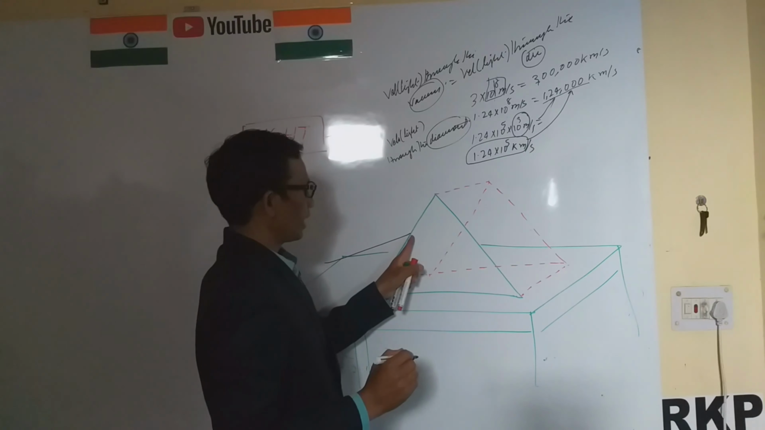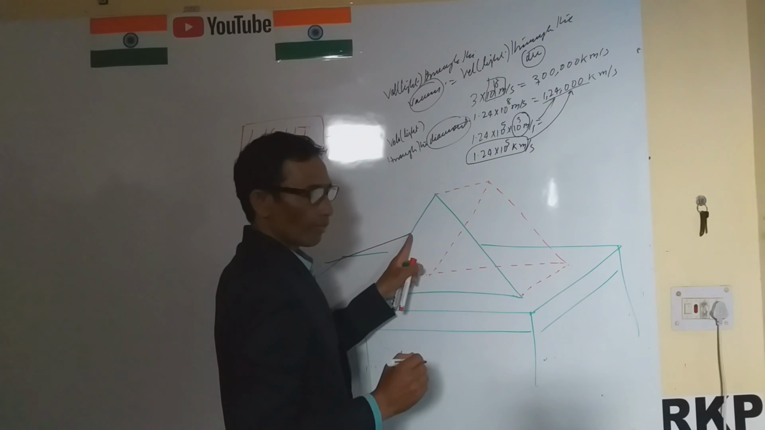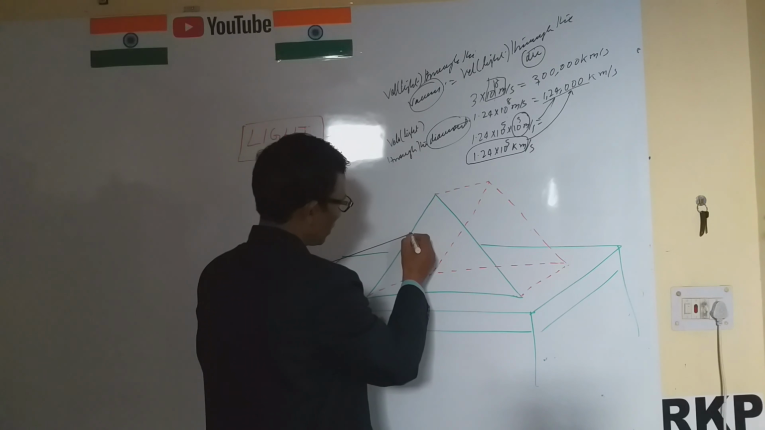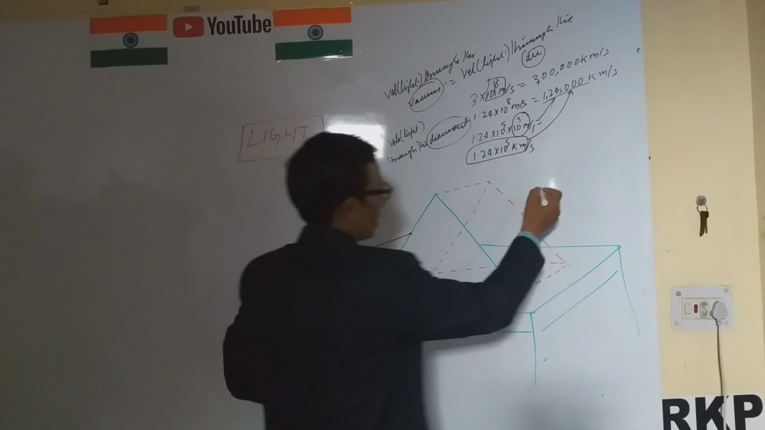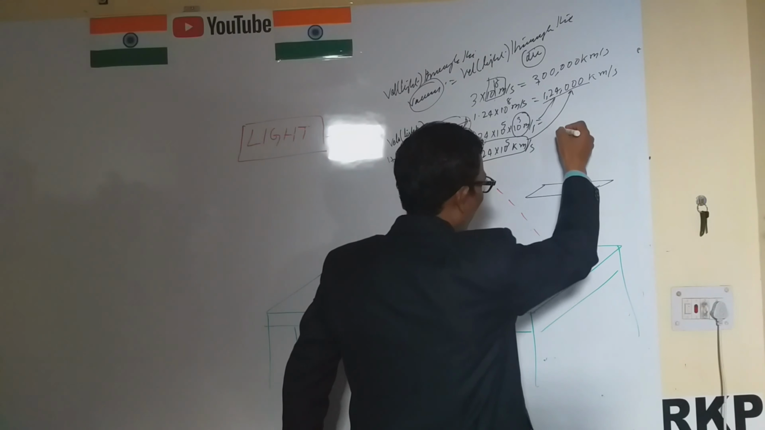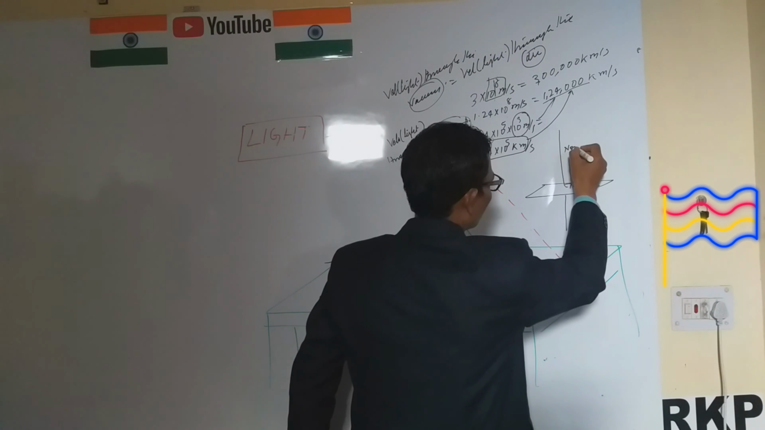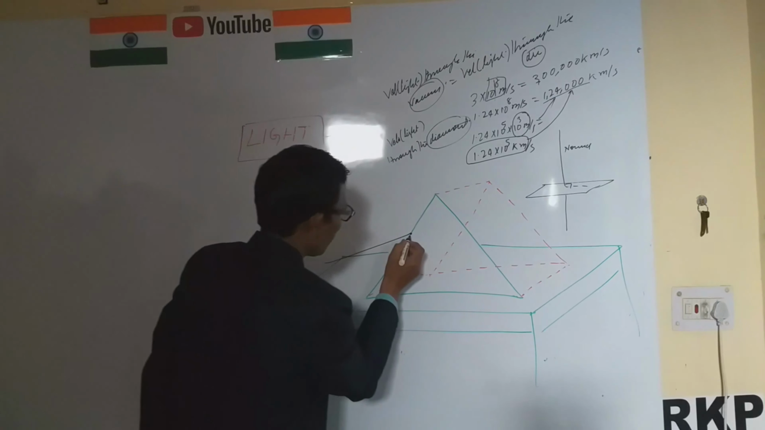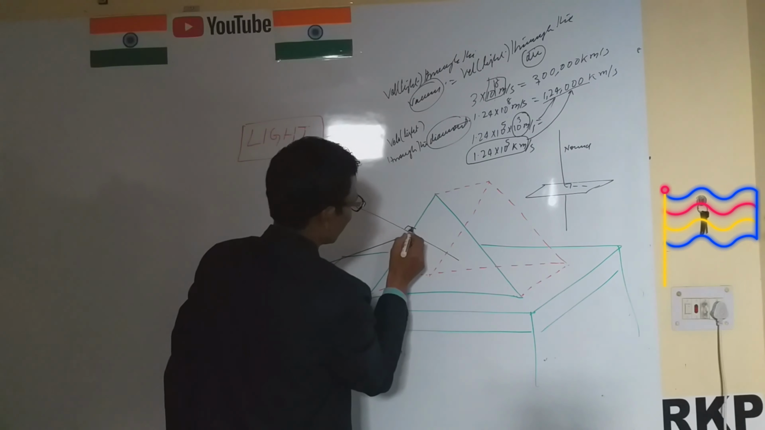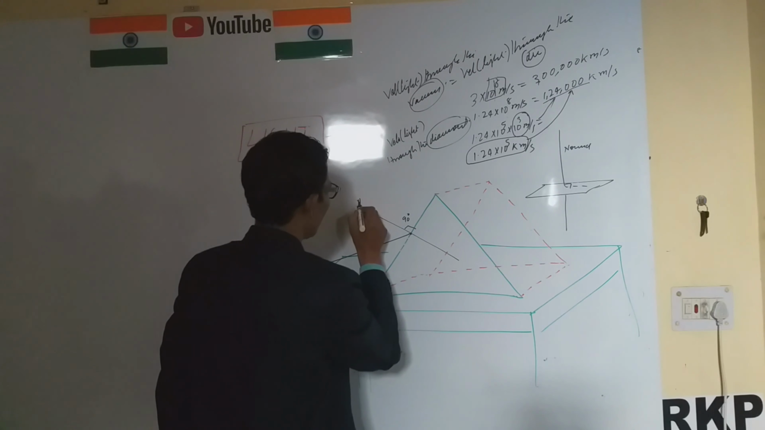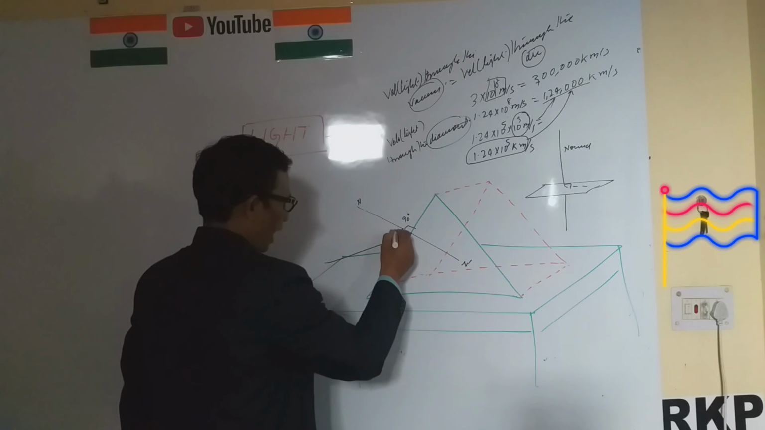When the light is incident on the first surface of the prism, here is called the incident point, and we draw a normal on the surface. When the perpendicular is drawn, this is called the normal. So we draw the normal here. This is the normal. This is 90 degrees. This is the angle of incidence.